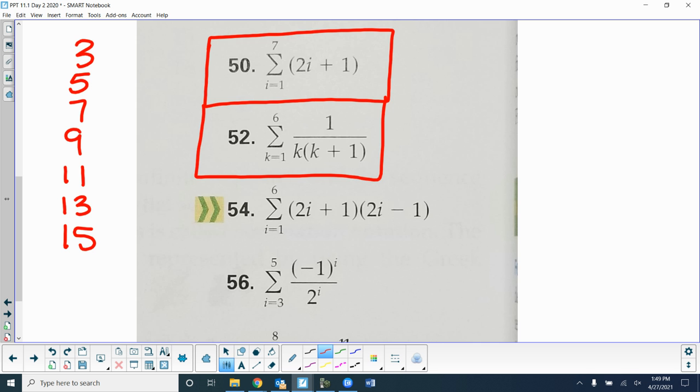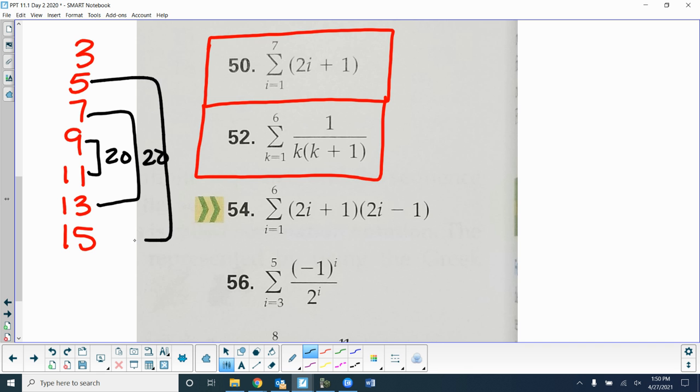So if I'm not using my calculator, which a lot of times I don't, there's 20, there's 20, there's 20, so what's the answer? 60 plus the 3, right?